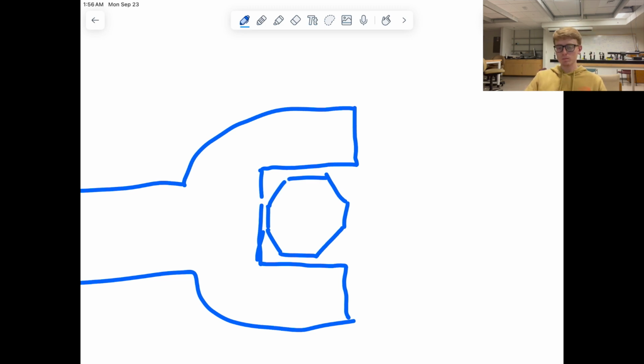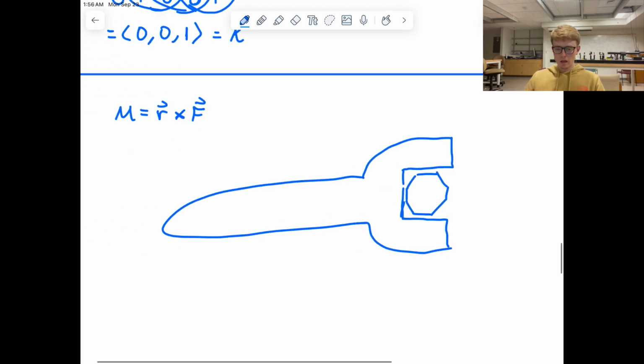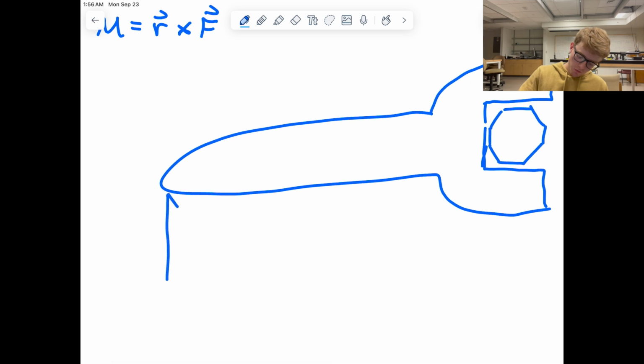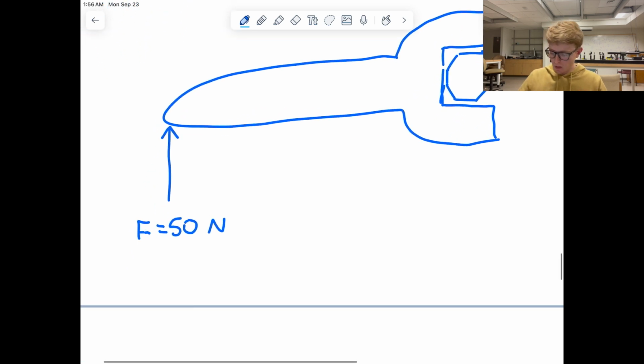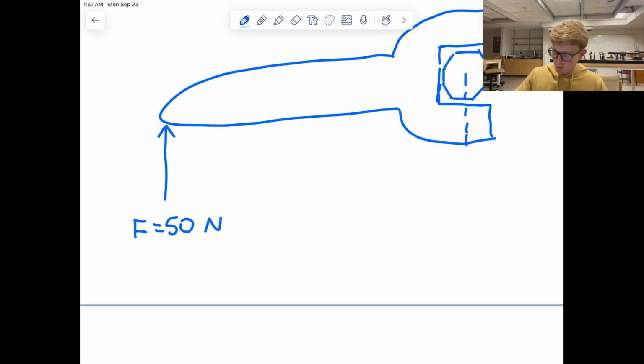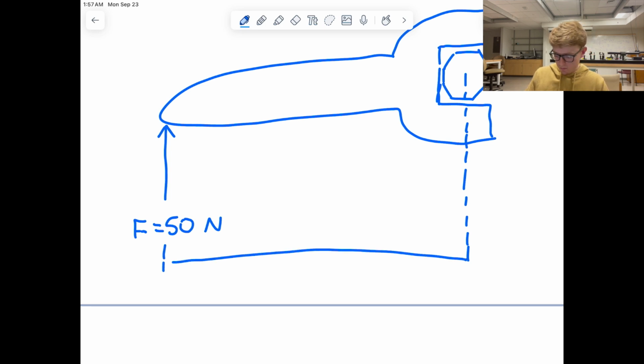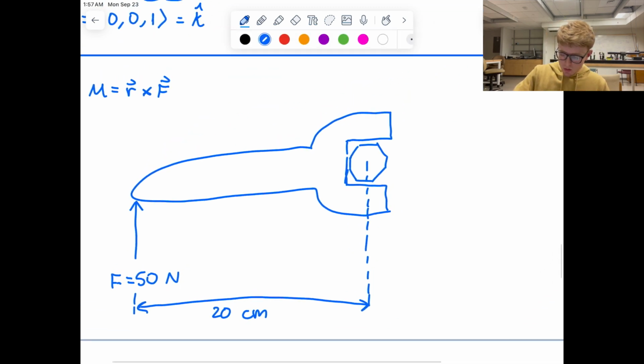Okay, so there's my bolt. And I am going to exert a force, so this is F, a force of 50 newtons at the far end of the wrench. And the distance between the center of the bolt and that applied force is 20 centimeters. Okay?